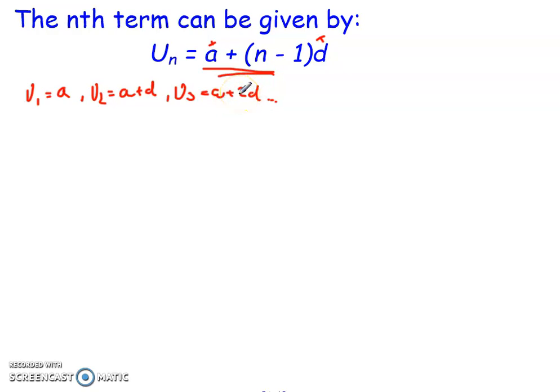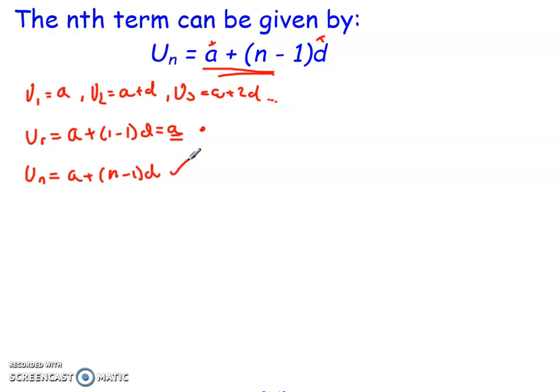So what we can do is have a look at this. Now imagine I took u1. If I was to look at u1, that would be the equivalent of a plus 1 minus 1 times d. 1 minus 1 is 0, so that would be a. So that would be what our starting point is. So we know it works for the initial point. Let's imagine then, because it looks like it takes the format we want, that any term u(n) equals a plus n minus 1 d, it works for that. So it's valid for that.